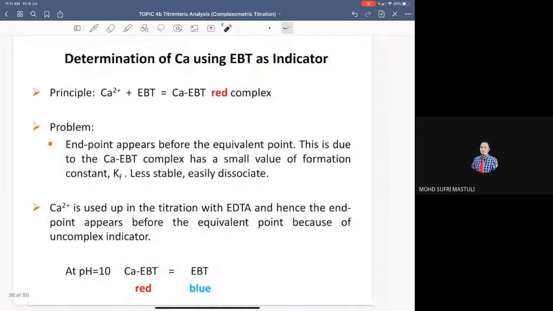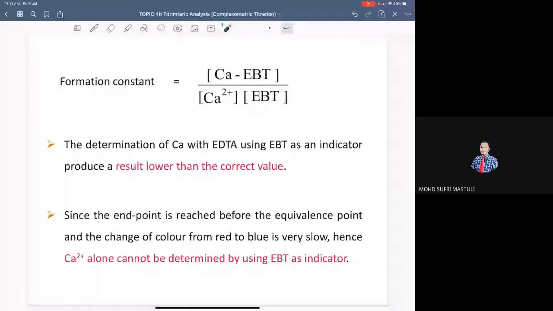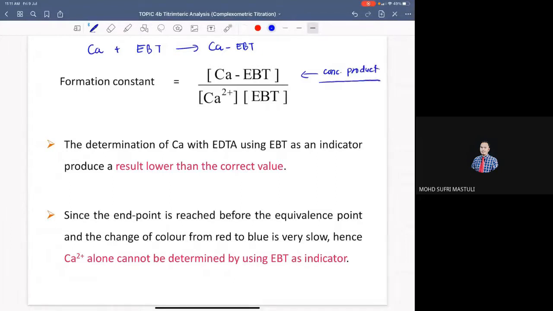Formation constant, if you still remember your basic chemistry, calcium reacted with EBT produces a complex of calcium EBT. So the formation constant is the concentration of product over the concentration of reactant.